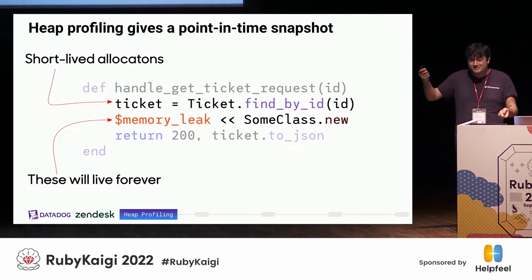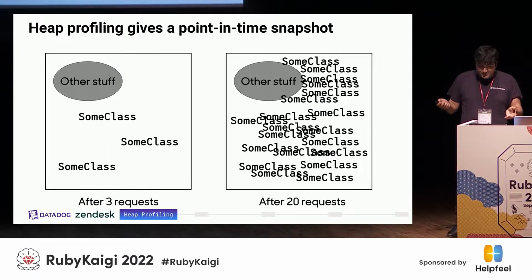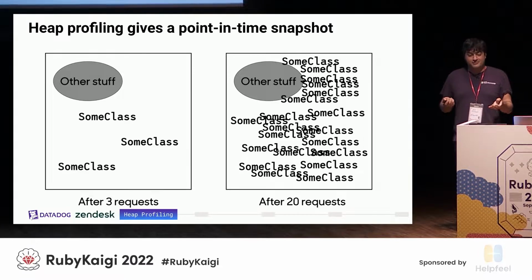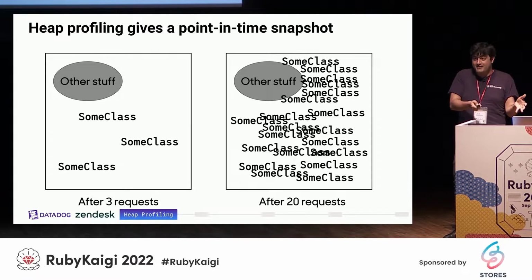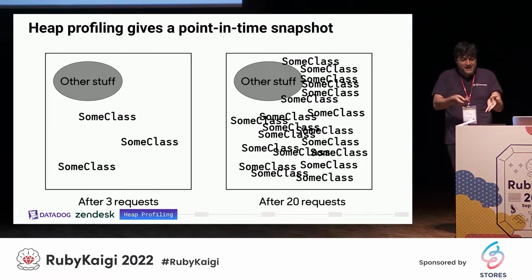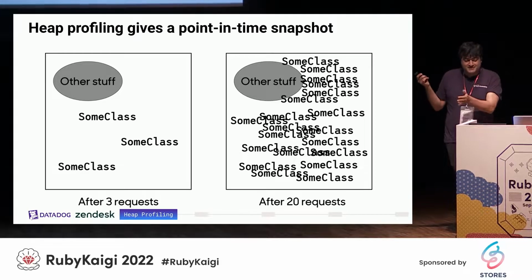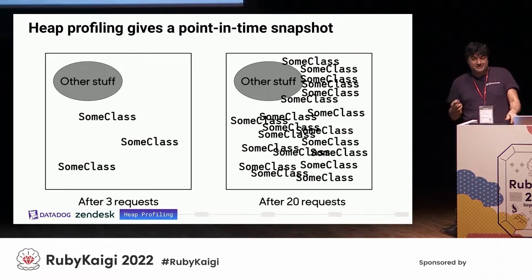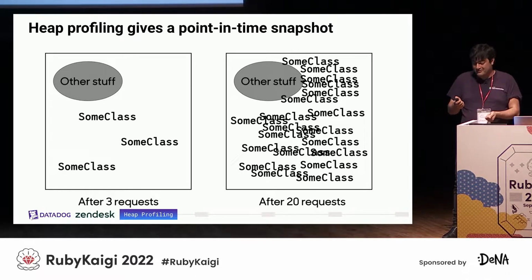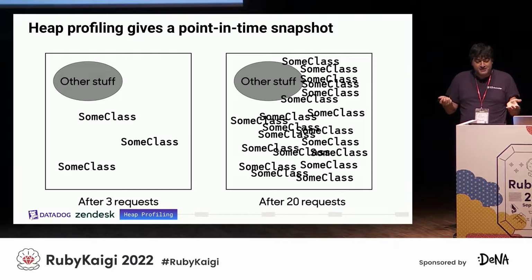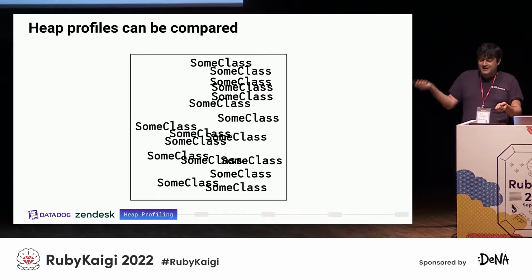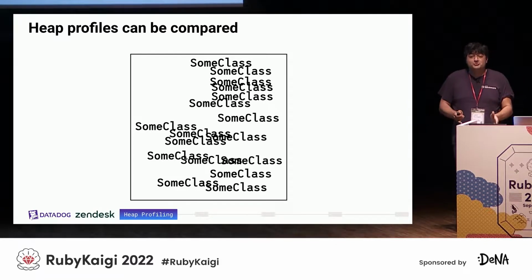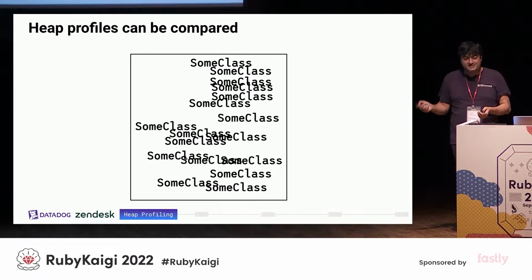Every time this request happens, we leak a Sum class. So a heap profile of this situation would look like this. After a little bit of time, our memory looks like the thing on the left. So there's some stuff and the Sum classes. And after more time, we have roughly the same amount of other stuff, but we've got plenty more Sum classes because we keep adding them every time we make a request. And so if we get multiple heap profiles like this, we can subtract one from the other and come up with what has contributed to the growth of the memory in this process.